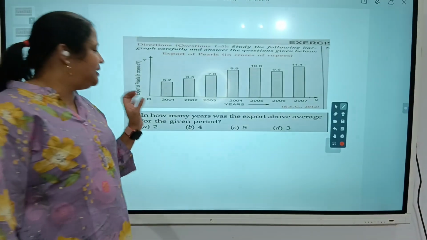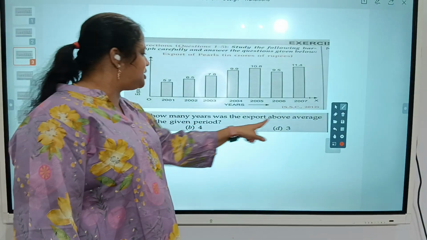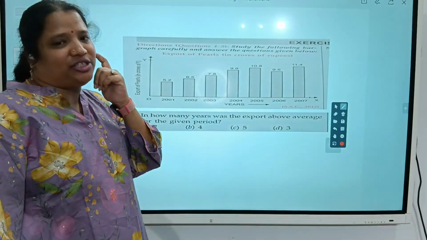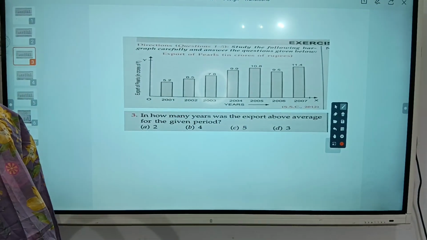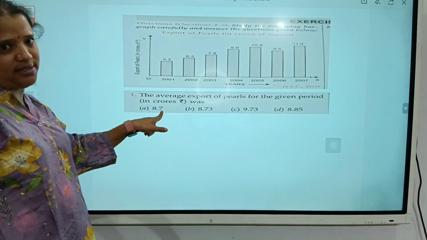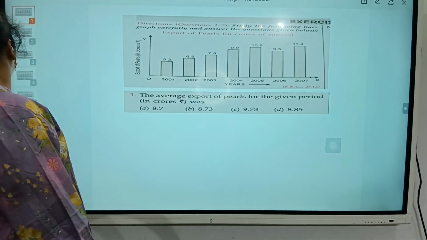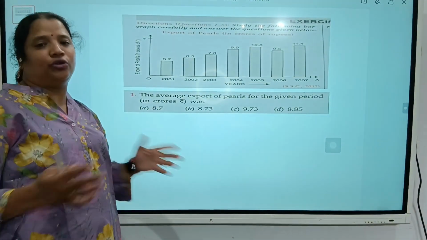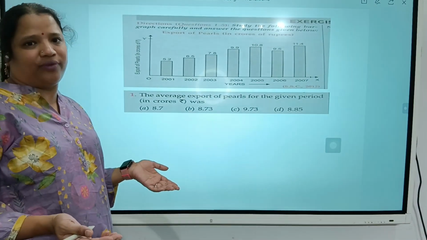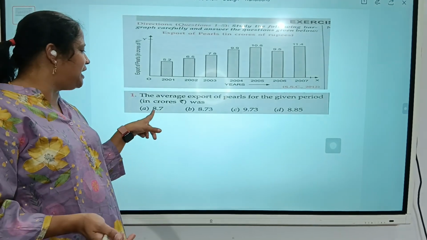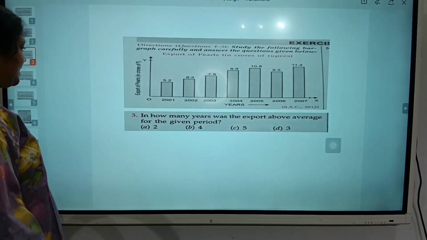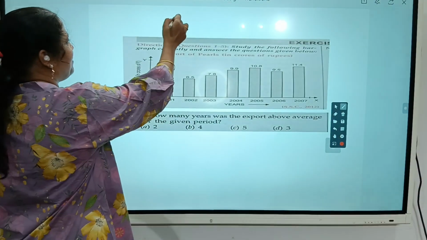The third question in this graph is: in how many years was the export above average for the given period? What is the average we got in the first question? In the first question we got an average of 8.7. A is the answer. We did the average. In the exam also you must use shortcuts like this. You don't have to calculate again or waste your time. Just go to the first question, see the answer and apply it here. So 8.7 is the average we got.